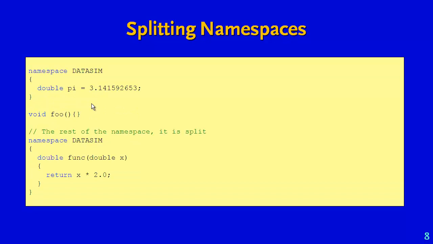Okay, so we talked about splitting namespaces. I could have in some file, you don't see it here immediately, a namespace DataSim just defining the variables, so one part of the functionality of the namespace. I could have some sort of arbitrary function here in the same file, and the rest of the namespace in another file. So for example, the function func here in some other file. So you don't have to put everything into one big file.